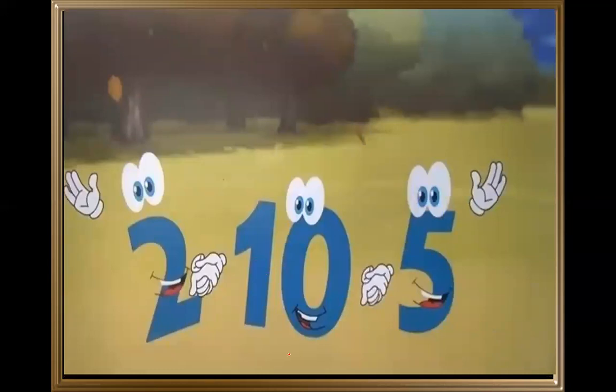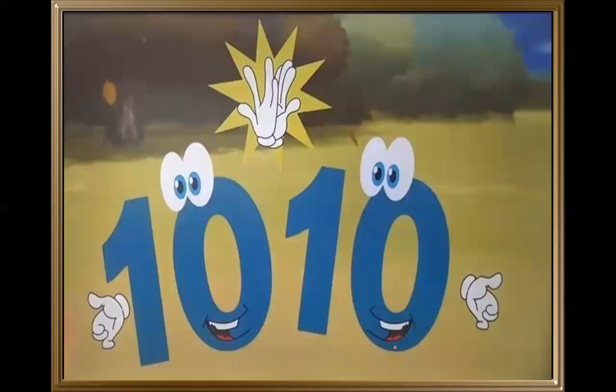Now 10 has become friends with 2 and 5 because these are the factors of 10. So now 10 is saying that 10 is a factor of the number itself. That's why 10 is a friend of itself. So 10 is a factor of the number itself, because 10 into 1 gives 10 only.